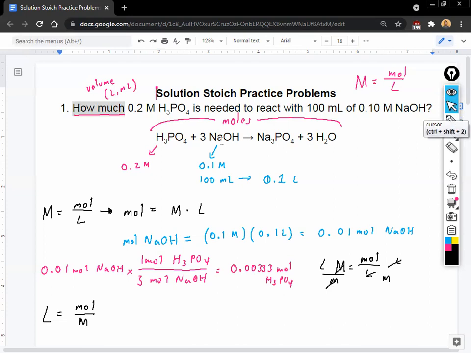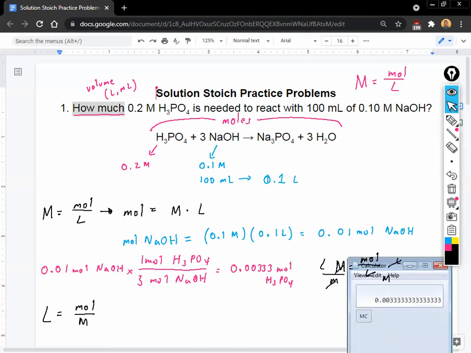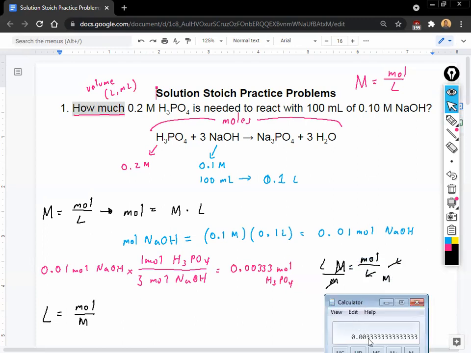All right, and then from there, we just plug in our values. We're going to take the moles of H3PO4, which is 0.003333, and divide it by the molarity, which is 0.2. So we'll get a final volume of 0.016, I'm going to round it to 7 liters. So that is how much of the H3PO4 solution you will need to neutralize the NaOH.